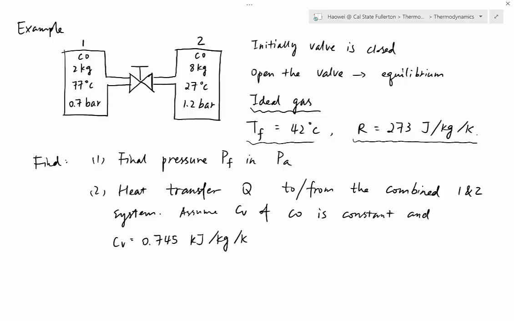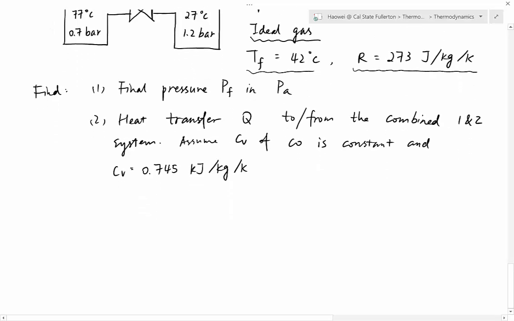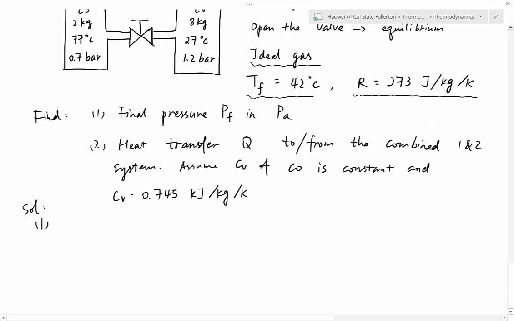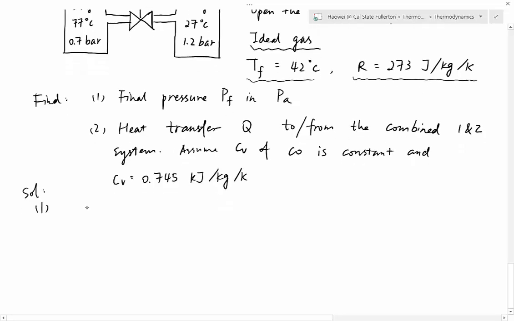Okay, so let's start from part 1. Look for the final pressure. How do we look for pressure and which equation has pressure? Yes, that's correct. Ideal gas equation. Okay, so we're going to choose this one. P times nu equal to RT. There are many different formats in ideal gas equation, and you can choose any of them. This one is probably easier. P nu equal to RT.